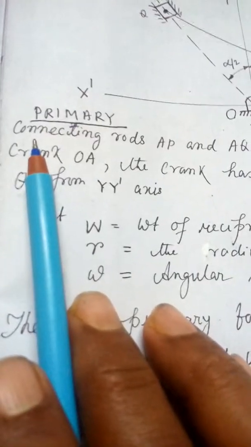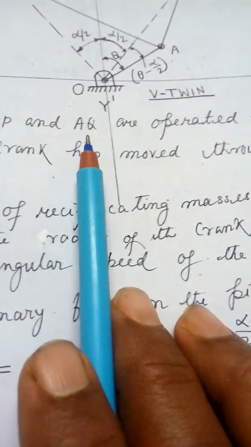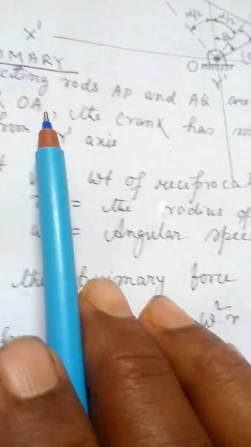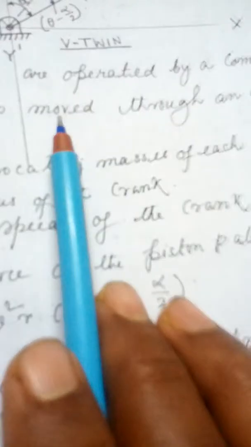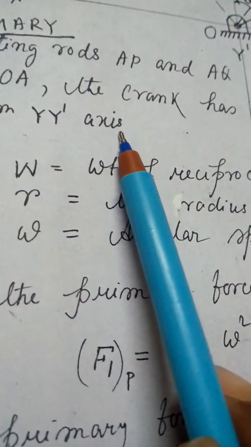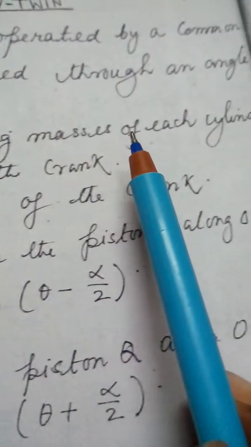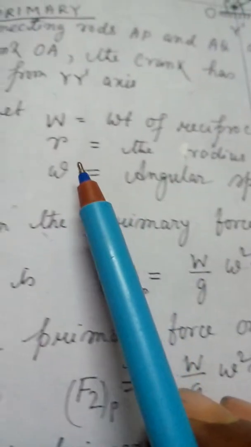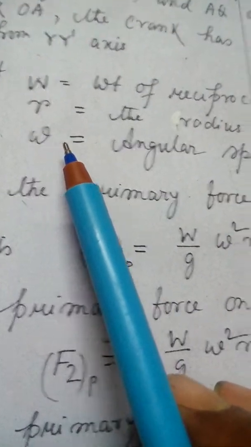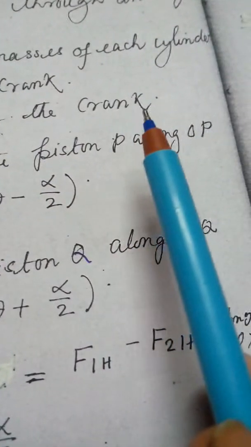Okay, so let me read it. Primary connecting rods AP and AQ are operated by a common crank OA. The crank has moved through an angle theta from the YY dash axis. Let W be the weight of reciprocating masses of each cylinder, R the radius of the crank, and omega the angular speed of the crank.